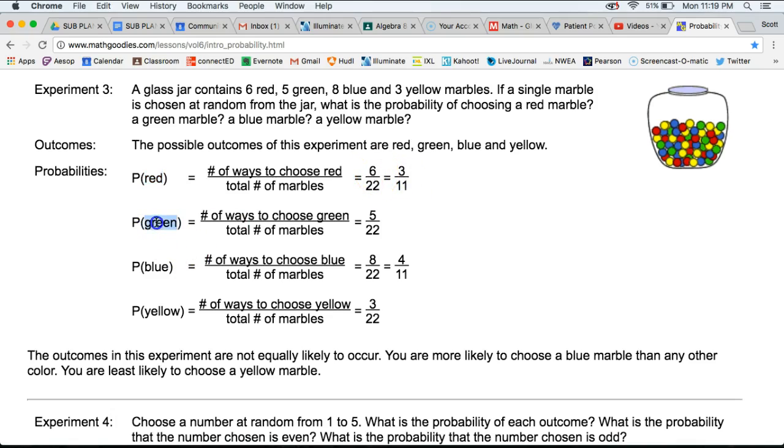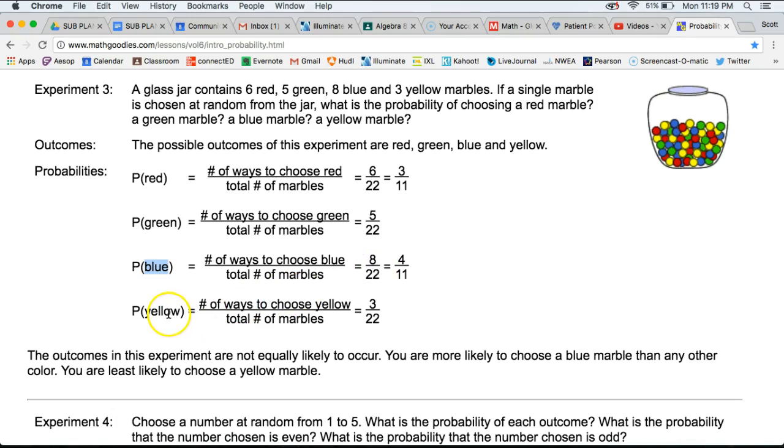The probability of drawing a green marble. Well, how many green marbles are there? There are 5. The total number of marbles is 22, so 5 out of 22, right? The probability of blue, how many blue marbles are there? There are 8. 8 out of 22 total marbles gives me 4 out of 11 when I simplify, dividing the top and bottom by 2.